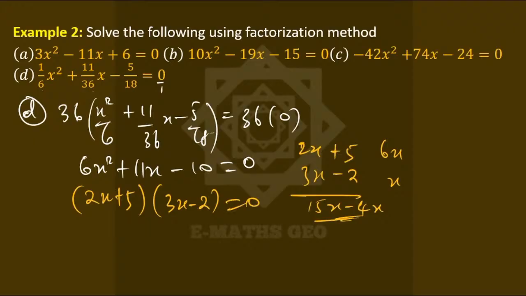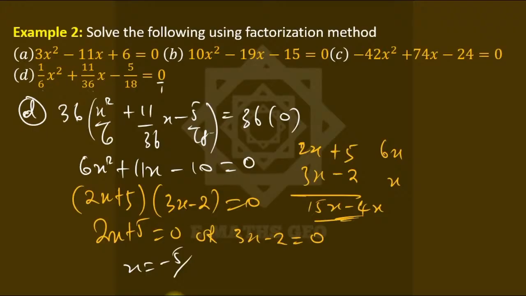So this is very efficient now, solving for x, equating each of them to 0. I've told you why. The product of the two numbers being 0 means that one of the numbers must be 0. It's a must. If not, the answer will not be 0. So we now solve for x. This is negative 5 over 2 or 2 over 3. So that's how we solve quadratic equations by factorization.